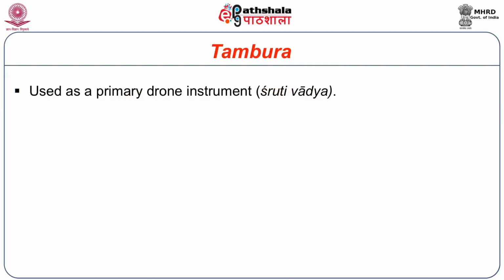The first is the Tambura. This is a prominent and an important musical instrument, but it is actually not a melodic instrument. It is a primary drone instrument, also called as the Shruti Vadya. You would have seen that in any concert there will be a player of Tambura sitting behind, just tuning the Tambura like this, and it gives a constant support to the singer to adhere to the pitch or the Shruti.